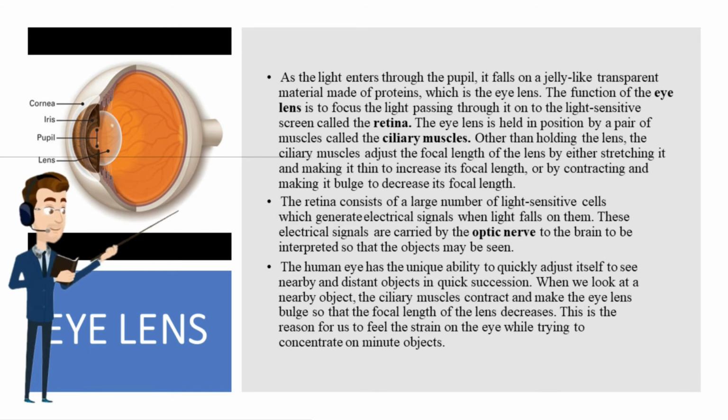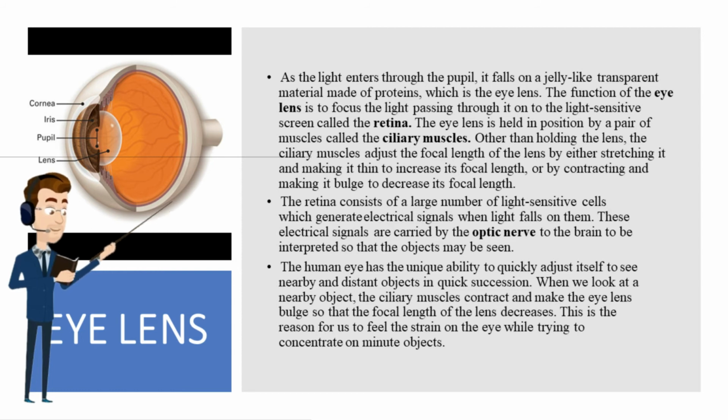The eye lens is held in position by a pair of muscles called the ciliary muscles. Other than holding the lens, the ciliary muscles adjust the focal length of the lens by either stretching it and making it thin to increase its focal length, or by contracting and making it bulge to decrease its focal length.